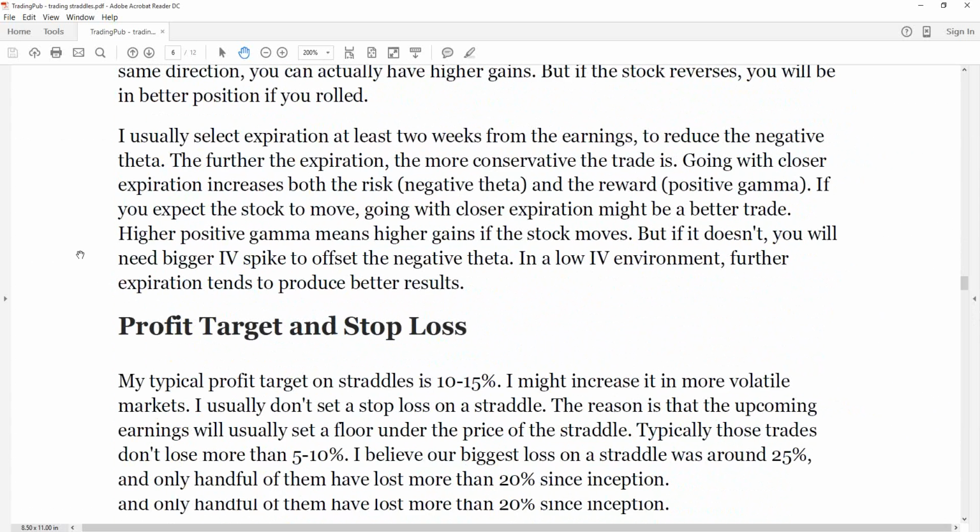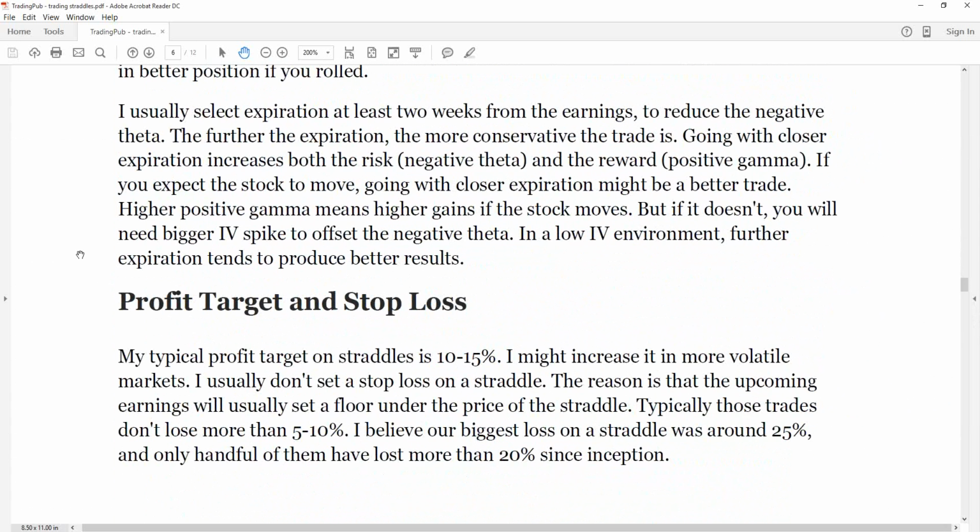So I usually select expiration at least 2 weeks from the earnings to reduce the negative theta. Now, there are exceptions for each rule, and there are some stocks that I prefer to go with as close expiration as possible, and we will see some examples. And the farther the expiration, the more conservative the trade is, because your negative theta becomes smaller. So going with closer expiration increases both the risk, negative theta, and the reward, positive gamma. So if you expect the stock to move, going with closer expiration might be a better trade.